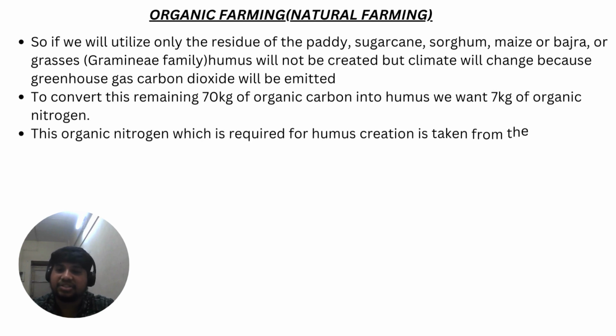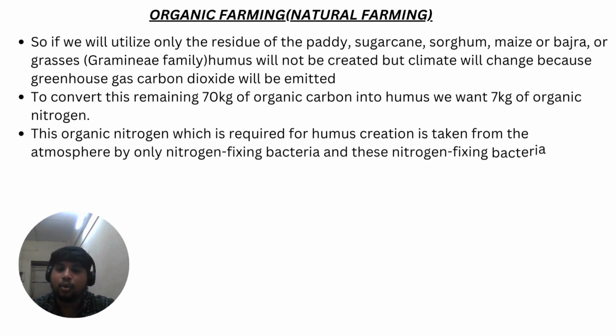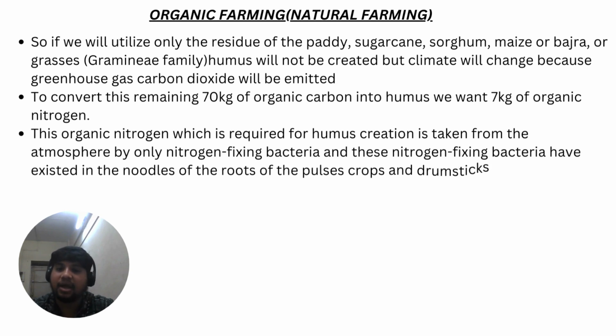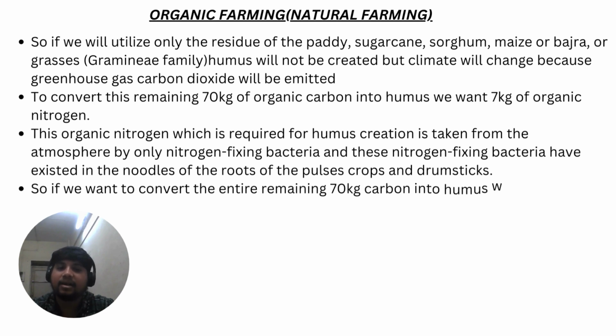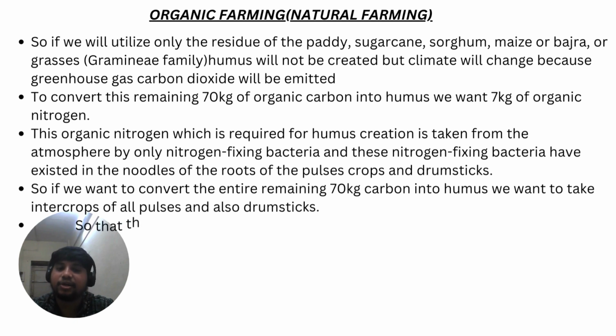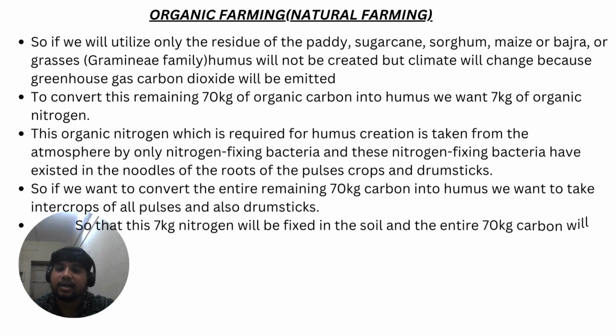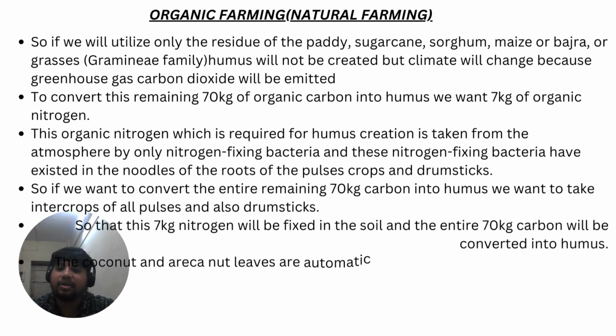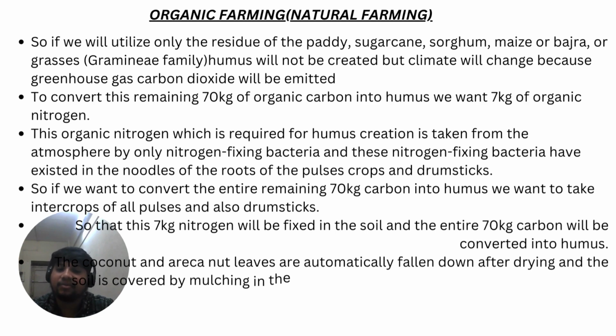This organic nitrogen, which is required for humus creation, is taken from the atmosphere only by nitrogen-fixing bacteria, and these nitrogen-fixing bacteria exist in the nodules of the roots of pulse crops and drumsticks. So if we want to convert the entire remaining 70 kg of carbon into humus, we need to take intercrops of all pulses and also drumsticks. So this 7 kg of nitrogen will be fixed in the soil and the entire 70 kg of carbon will be converted into humus.